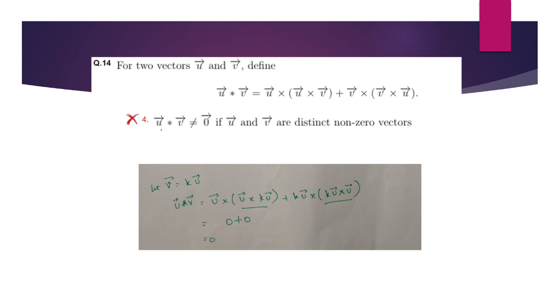Now it says u cross v is not equal to 0 if u and v are distinct non-zero vectors. So I've taken, as it is a non-zero vector, v is equal to k times u, where k is a scalar. So u cross v, that is u cross k times u, which is k times u cross u. Now this u and u is the same, so the cross product is 0 plus 0, that's 0. And hence this option is wrong because it is equal to 0.